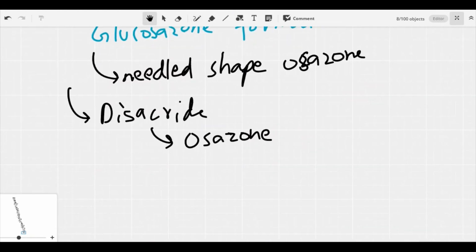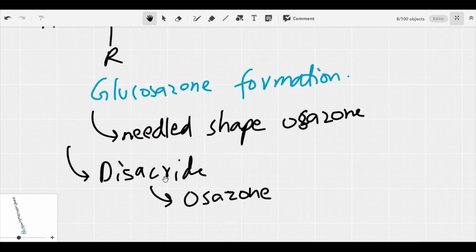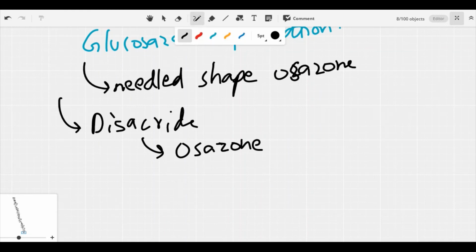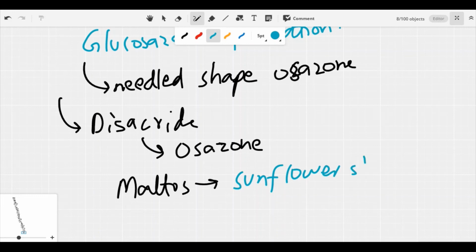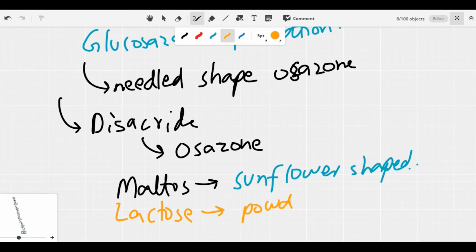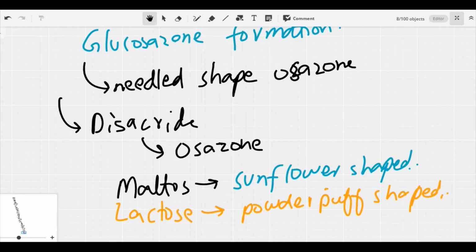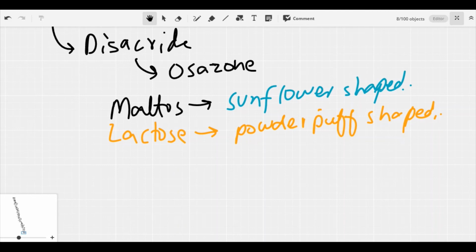While monosaccharides give needle shaped osazones, in disaccharides, for example maltose, gives a sunflower shape, while lactose gives a powder puff shape. So that is the osazone.